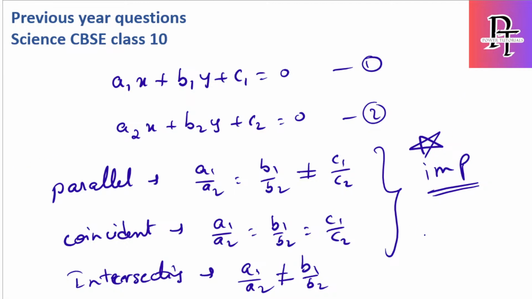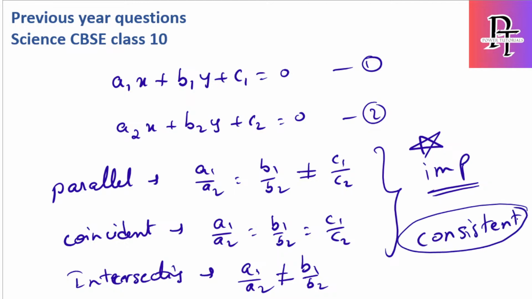One more term is important, which is called consistent. Consistent lines are the lines which have a solution. So for now you can remember that coincident lines and intersecting lines are consistent, whereas parallel lines are not consistent.